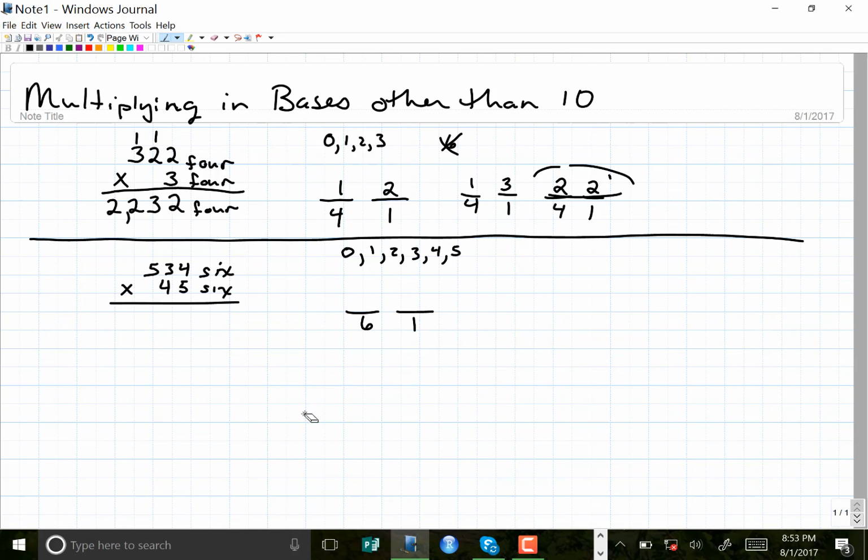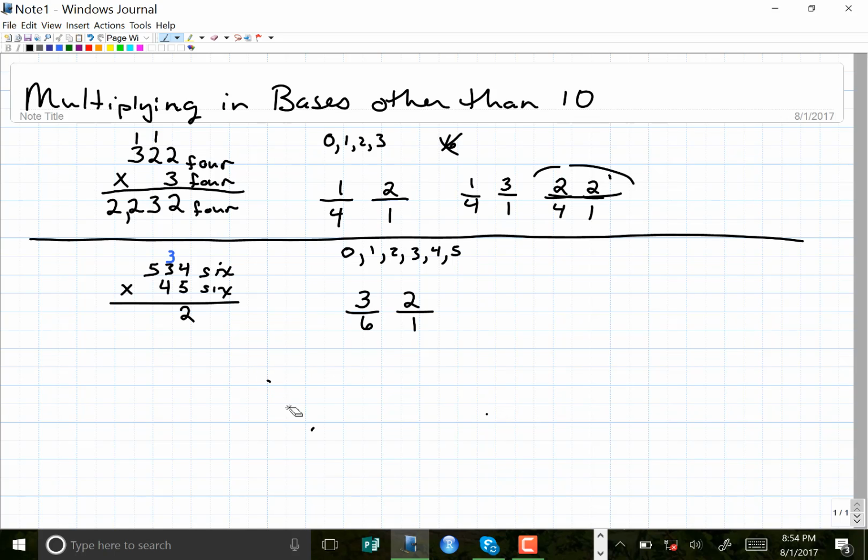Alright, so 5 times 4 is 20. Okay, so to get 20, I need 3 of these and 2 of these, right? Because that's going to be 18, 19, 20. So 5 times 4 is 20. So I'm going to put the 2 down and I'm going to carry the 3. And I'm going to use colors here so we can see what's going on. So I'm carrying the 3.